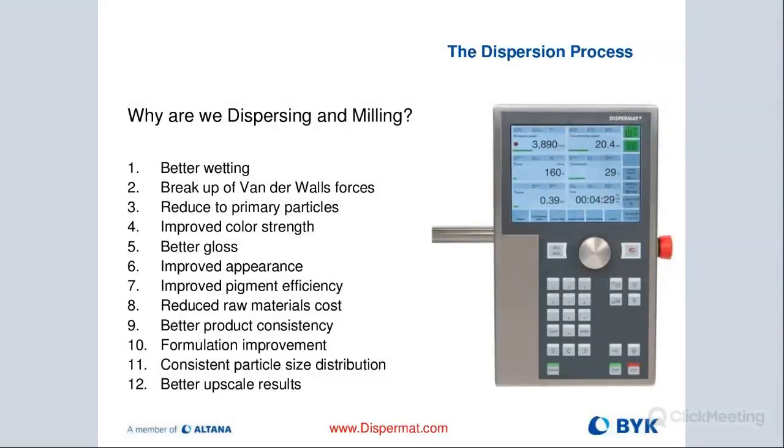We're going to save money because we're going to be more efficient in our process. We'll need less pigment the finer we disperse. So that's a cost-saving mechanism. Again, reduced raw material costs. We're going to have better product consistency. It's going to help us improve our formulation. A more consistent particle size distribution is also a net result of proper dispersing. And then obviously we want to get really good upscale results from the lab to pilot and then all the way up to manufacturing.